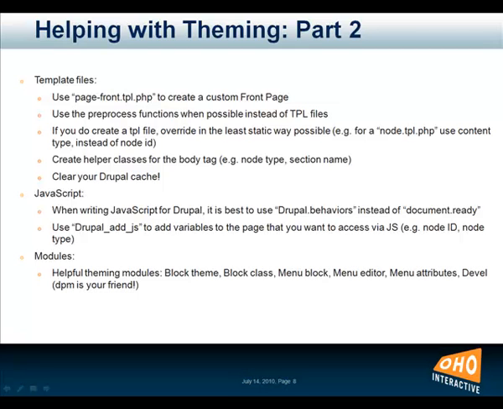Another great Drupal and JavaScript related tip is using drupal_add_js to add variables to the page that you want to access via JavaScript. So if you're writing a script and you want to have a conditional in that script that looks at node ID, you would do drupal_add_js and then put the node ID variable right in there, and it'll be available for you to use in your JavaScript files.